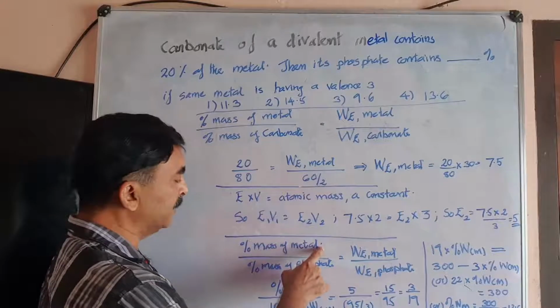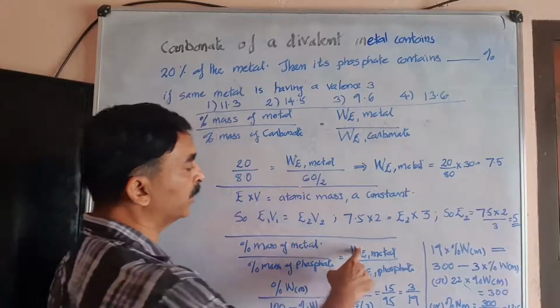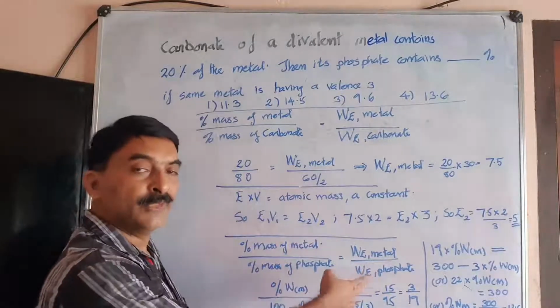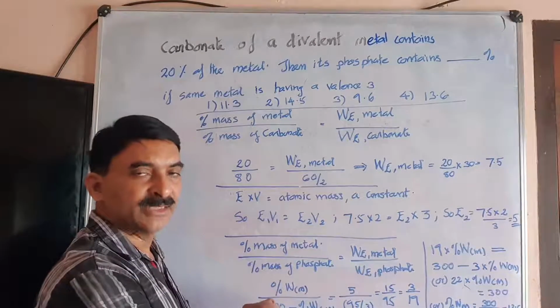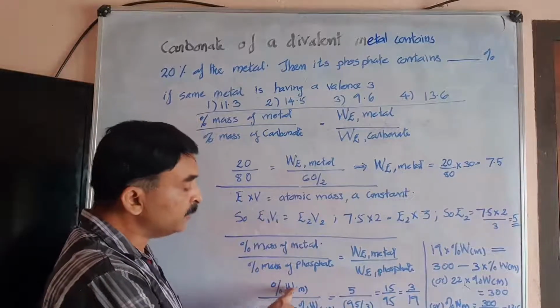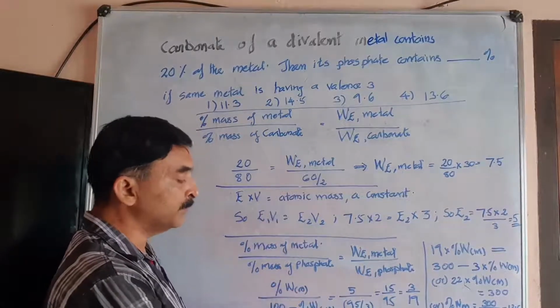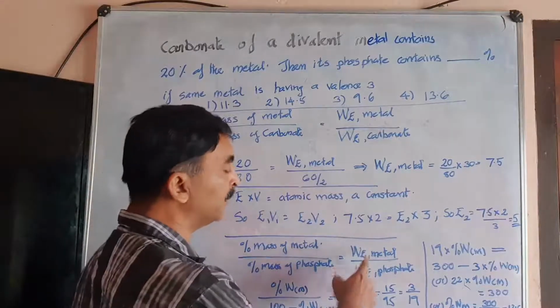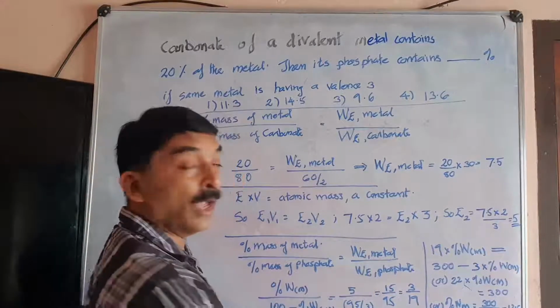Percent mass of the metal by percent mass of phosphate is equal to equivalent mass of the metal by equivalent mass of the phosphate. Here equivalent mass of the metal is known, but the percent mass is unknown. Just reverse of the previous case. So percent mass of metal by 100 minus percent mass of metal, which is percent mass of phosphate, is equal to 5. Equivalent mass of metal is 5. Equivalent mass of phosphate, ionic mass by 3.